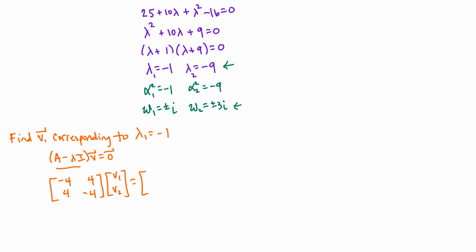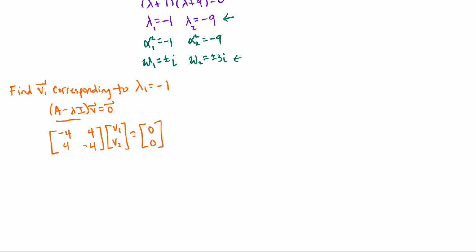equal to 0 vector. Now remember, this is a dependent system, so both equations that come out of this system are going to look the same. So multiplying row 1 times column 1, we end up with the equation negative 4v1 plus 4v2 equals 0. And notice, if I derived the second equation, we'd have 4v1 minus 4v2 equals 0.